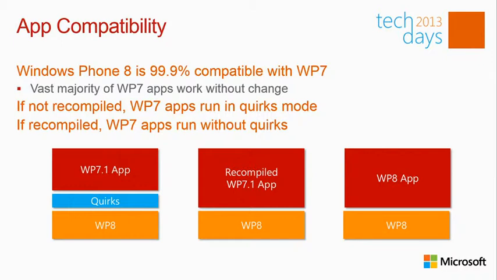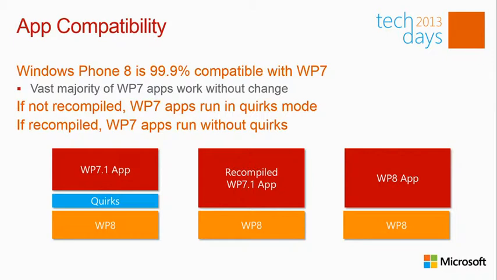And when you run an unrecompiled Windows Phone 7 app on Windows Phone 8, they actually insert a layer between the runtime, between the operating system itself and your app, that we call the Quirks mode layer. The objective of Quirks mode is to take the things that are different about 7 and 8 in terms of API behaviors and make them work as if you were running on Windows Phone 7.